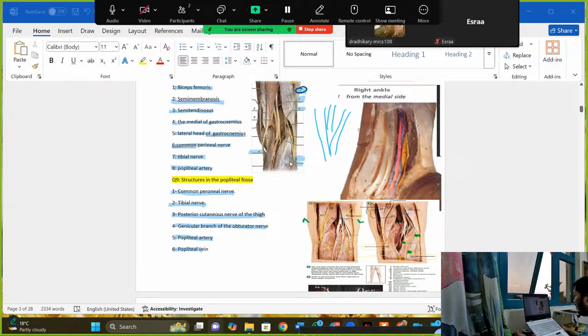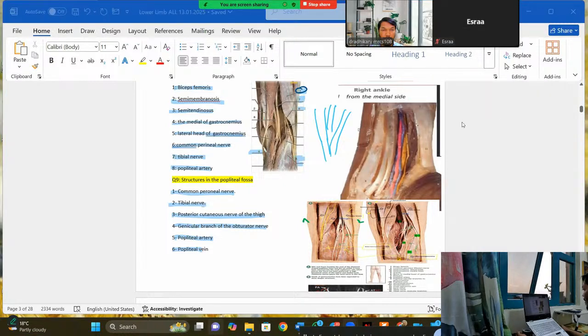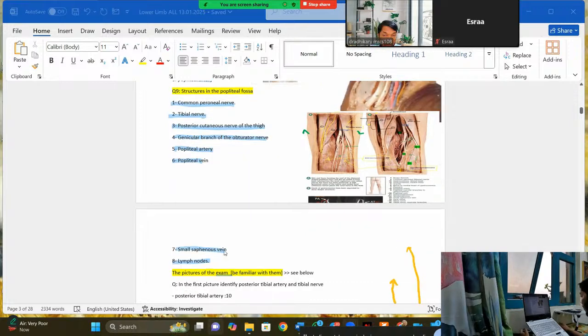In the popliteal fossa we have the common peroneal nerve, tibial nerve, posterior cutaneous nerve of thigh, and genicular branch of the obturator nerve, popliteal artery and popliteal vein, small saphenous vein, and lymph nodes.